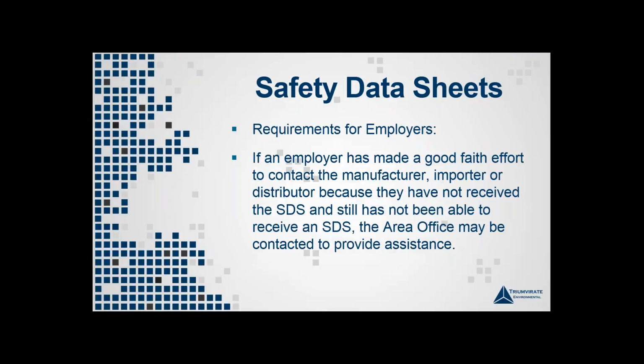Now for your employers, like I said, if you made a good effort to contact them because you haven't received a safety data sheet and still have not been able to get one, any type of letter or anything like that, just do what you've got to do here. You want to make sure that you've gotten everything that you can. And if you're still not getting what you need, I love this part, you can contact the area office. And in the actual directive, in Appendix G, they actually give you a letter to do it.